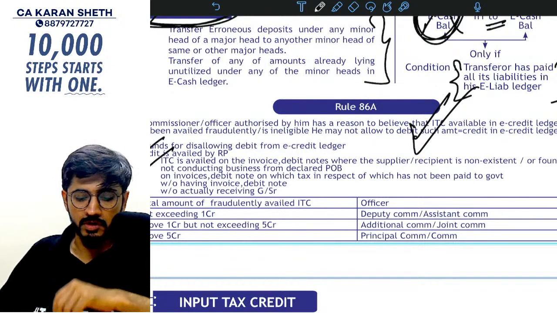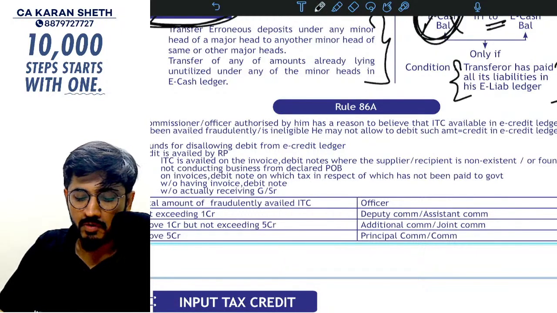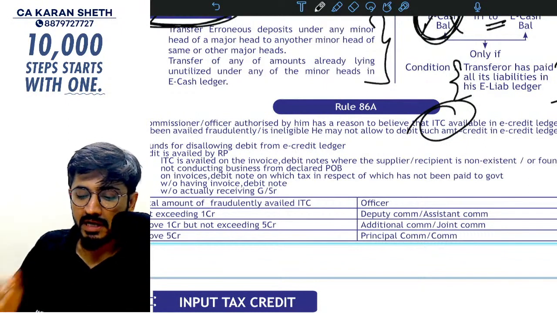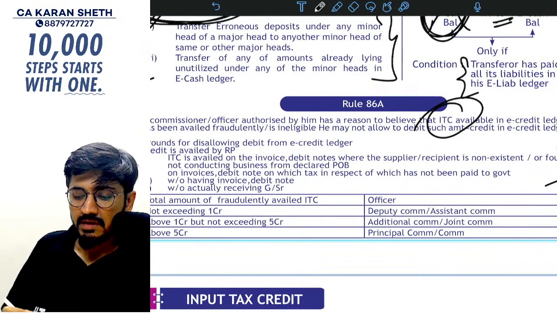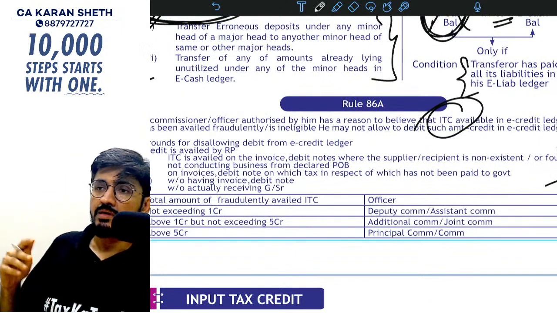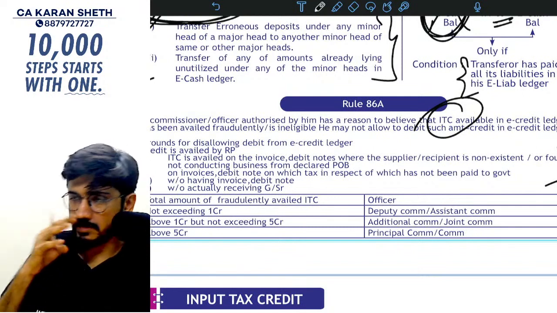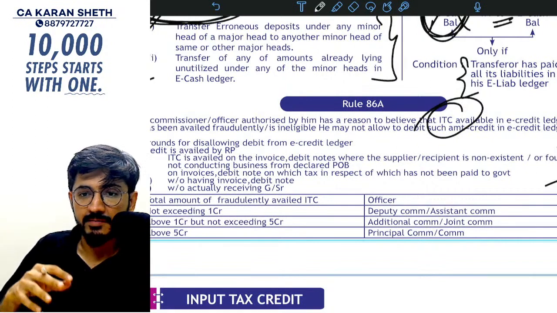Okay, I'm so sorry. So yeah, Rule 86A, my dear friends, basically talks about ITC, and the government will not allow ITC if the government feels these are the reasons. Reason number one, supplier or recipient. Okay, so there are two parties. The supplier has issued an invoice to the recipient. Understand?